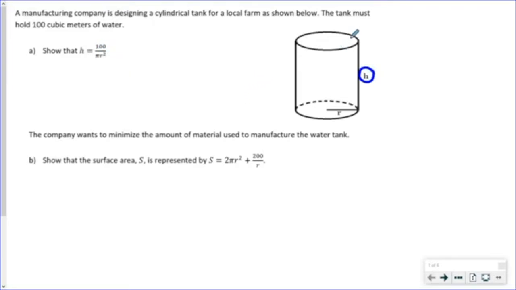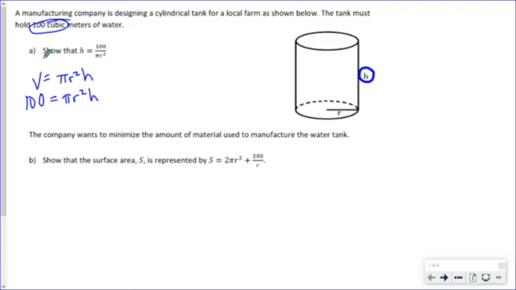So, what do we know about a cylinder? Well, if you look in your formula booklet, the volume of a cylinder equals pi r squared, which is the area of this circle here, times the height. So that's our formula for volume of a cylinder. They give us the volume right here: 100 cubic meters of water. So I'll say my volume, 100 cubic meters, equals pi r squared h.